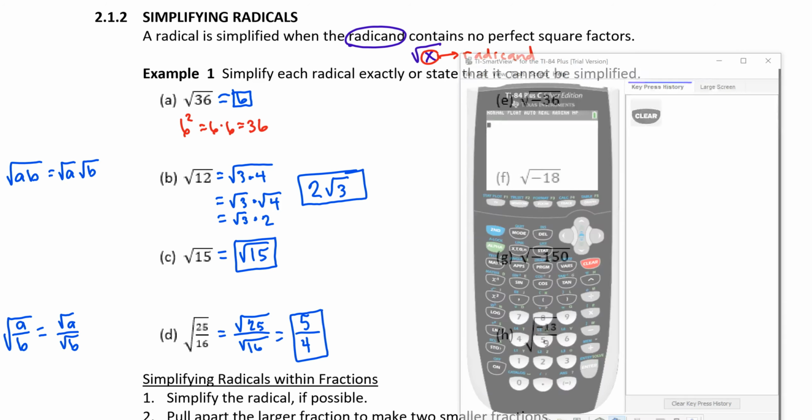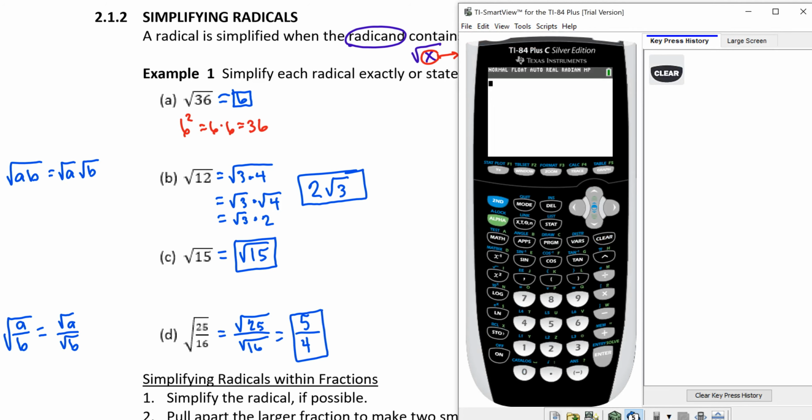Now, make sure that you know where to locate that square root button on your calculator. It's over there on the left side of your keypad in blue above the x squared button. So to evaluate the square root of 36, I would type in my second button, and then the x squared button, which accesses the radical, enter the radicand 36, and press enter. And we can verify our values.